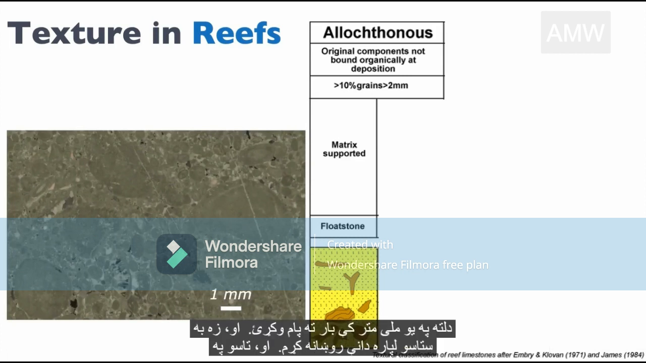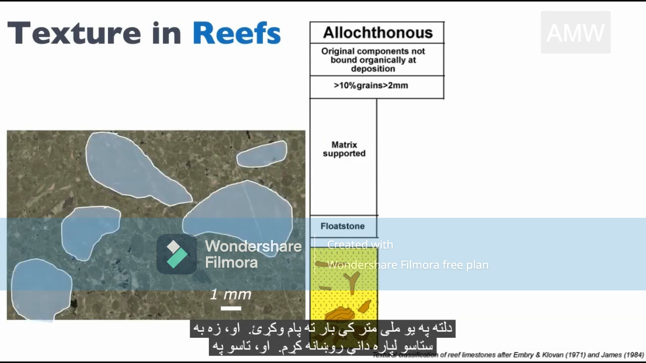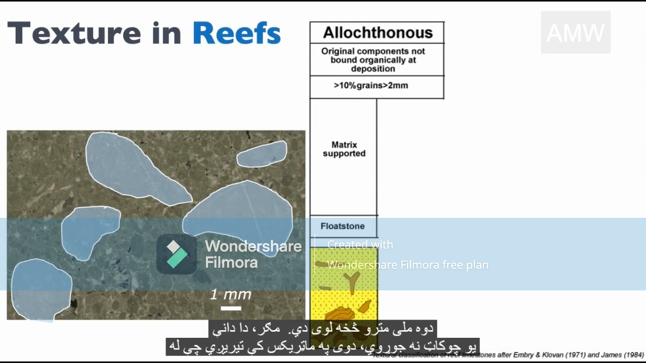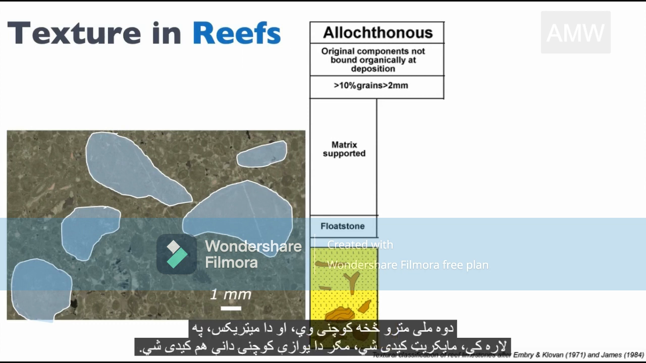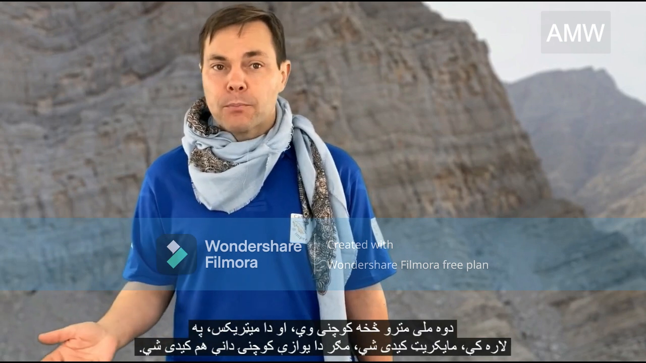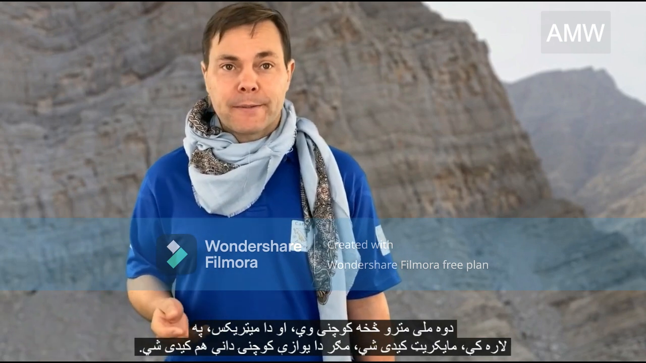Notice the bar at 1 millimeter here, and I will highlight for you the grains, and you can see clearly that we have more than 10% grains in terms of surface of this thin section that are larger than 2 millimeters, but these grains do not form a framework. They float in the matrix that is smaller than 2 millimeters, and that matrix, by the way, can be micrite, but it can also be just smaller grains.